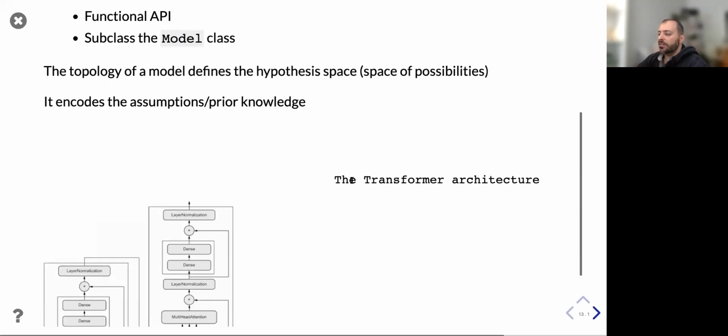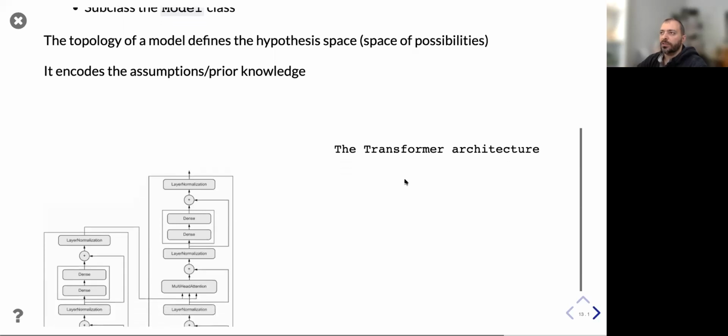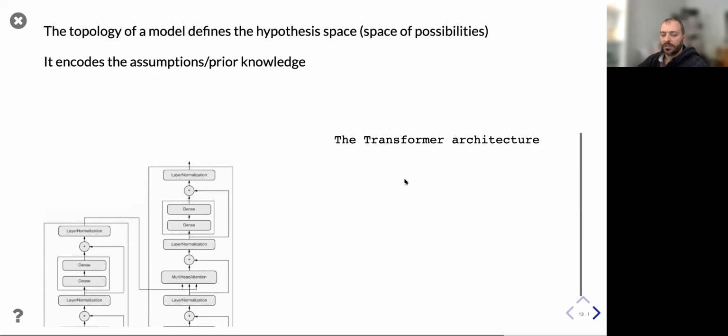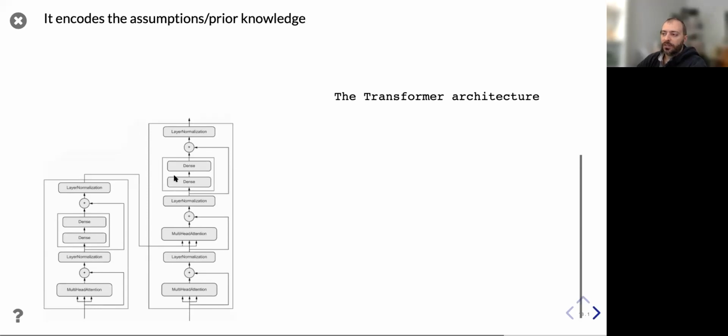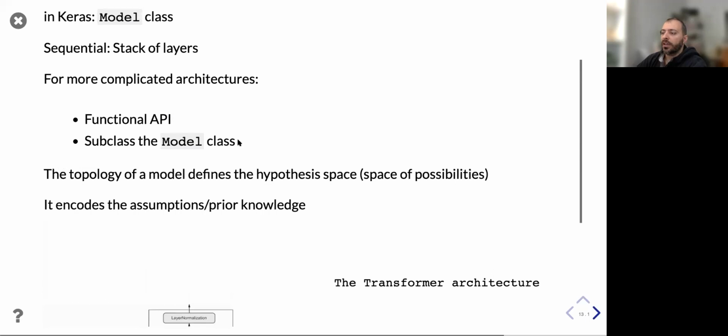And here you can see a part of the structure of the transformer architecture that is very common nowadays for language, and we will see how to do this, I think, in chapter 11. But the idea is that you cannot do this with sequential. You need something different. This is why we have the functional API, and in case we need it, the subclass model.